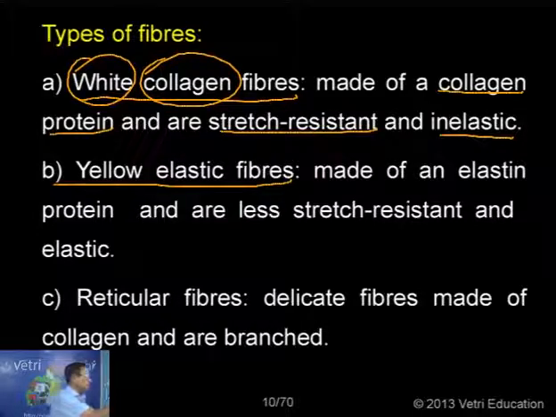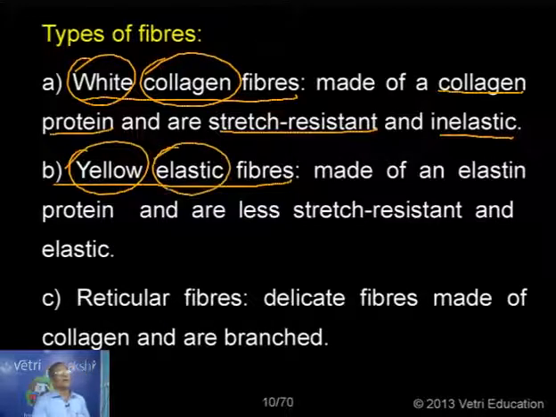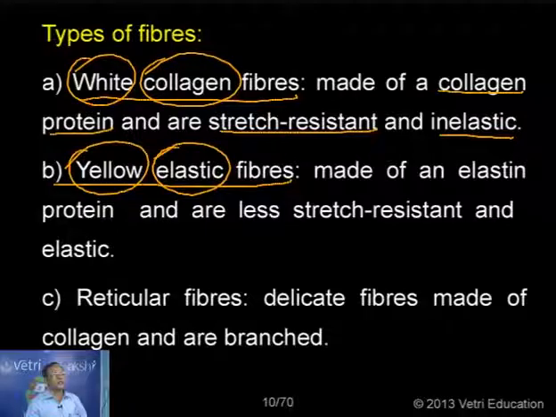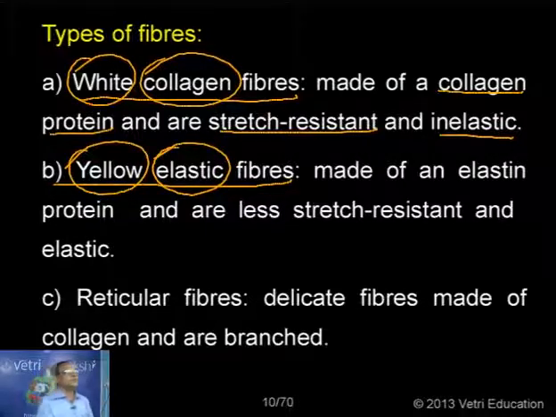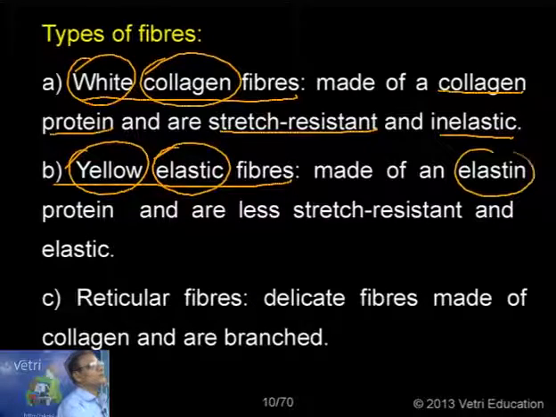The name is given because the fibers are yellow. They are highly elastic in nature and less stretch resistant. Unlike collagen fibers, they are highly elastic. And the name of the protein found in such elastic fibers is called elastin.